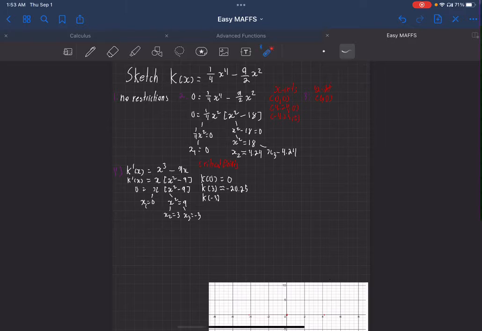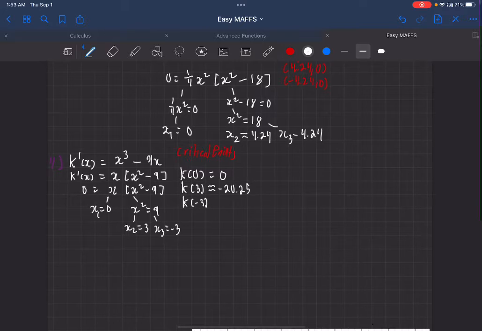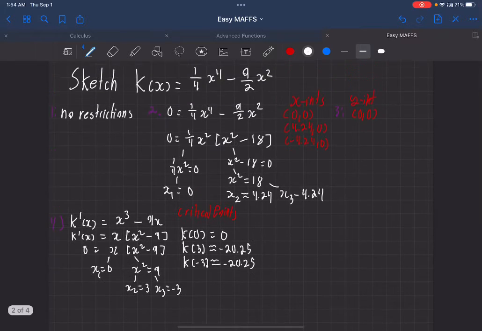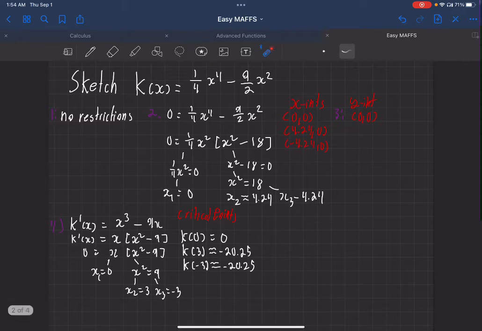And if we look at, for example, these x-intercepts, 4.24 and negative 4.24, we have zeros. They are x-intercepts, right? And they are opposites of each other. So because it is an even function, I can assume that this is negative 20.25. And in case you don't believe me, just plug it back into your calculator and you should get negative 20.25. It's pretty straightforward. And if you don't get negative 20.25, then you're probably doing something wrong.